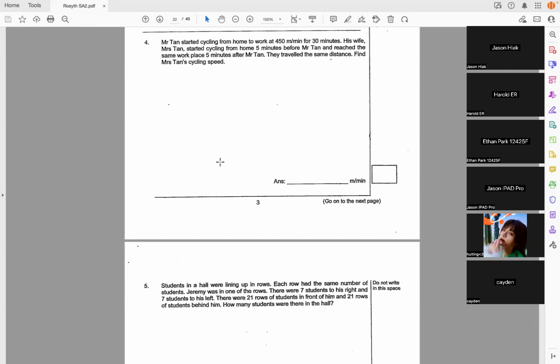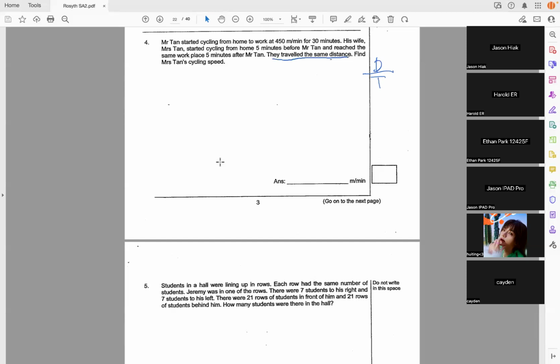So remember, the formula for speed is distance over time, right? So we need to find the distance traveled by Mrs. Tan and the time taken by Mrs. Tan. So it's distance over time. That's the speed. Let's find the distance first. The distance traveled by Mrs. Tan is the same as the distance traveled by Mr. Tan. They travel the same distance.